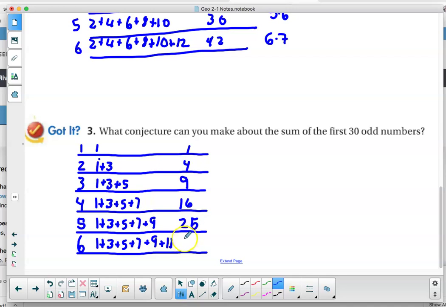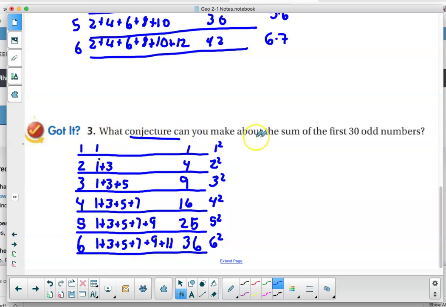Okay, and the sixth one happens to be 36. Now I want to make sure you realize the first 2 odd numbers added together, the first 3 odd numbers added together, the first 4, the first 5, and the first 6 odd numbers added together. Well, this is just 1 squared, 2 squared, 3 squared, 4 squared, 5 squared, and so on. So 6 squared. So in our conjecture work, we have a pattern that we've come up with.